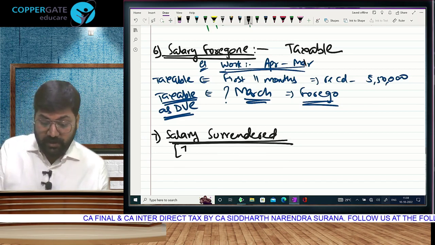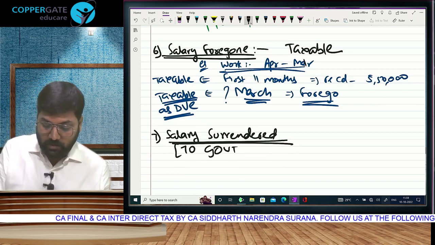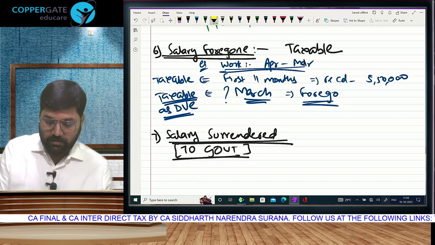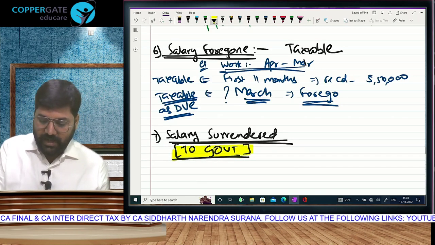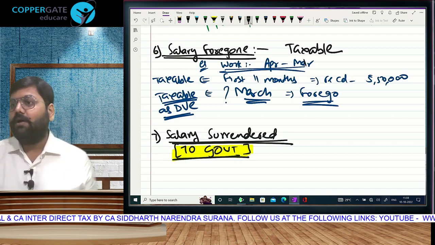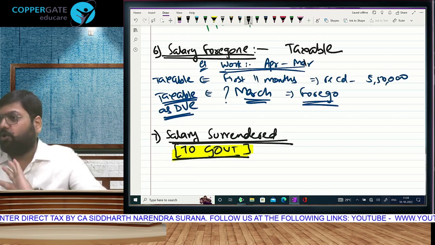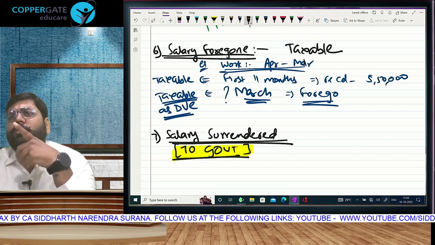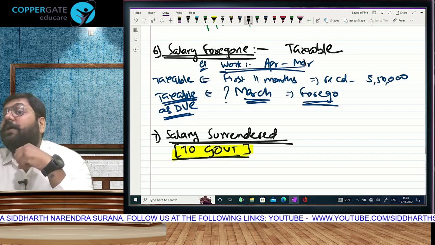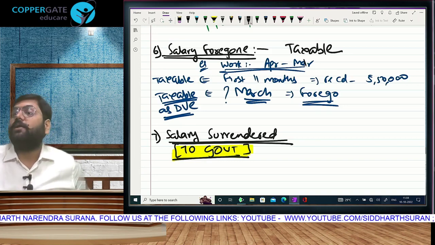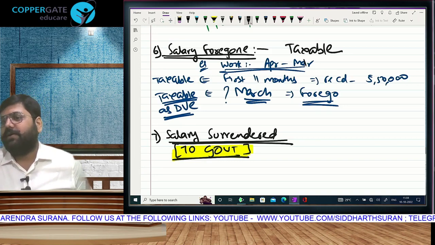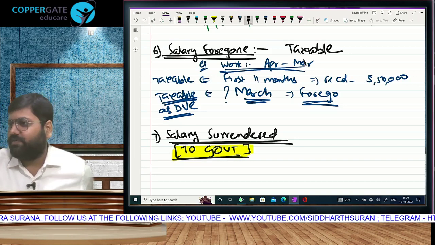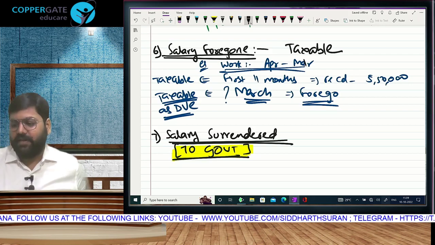And this surrender is salary surrendered to government. Let's be clear. Salary is surrendered to government. So, sir, what is this? Foregone ka meaning you understood? Yes, sir. Chod diya. Not taken. Left it. Sir, what is salary surrender? In India, there is a law called Voluntary Surrender of Salaries Act. In India, mein aisa hajaro lakho law hai. One of them is Voluntary Surrender of Salaries Act.